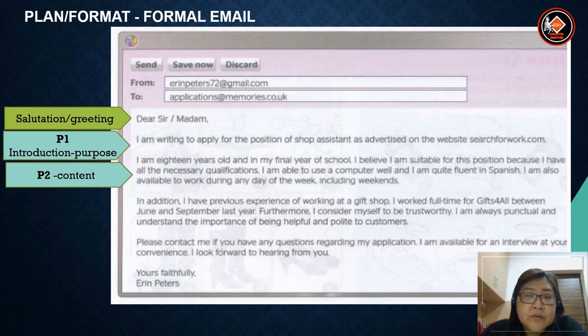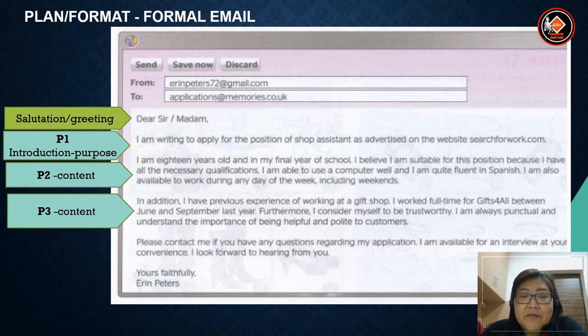Then we have paragraph 2. I'm 18 years old and in my final year of school. I believe I'm suitable for this position because I have all the necessary qualifications. I'm able to use a computer well, and I'm quite fluent in Spanish. I'm also available to work during any day of the week, including weekends.